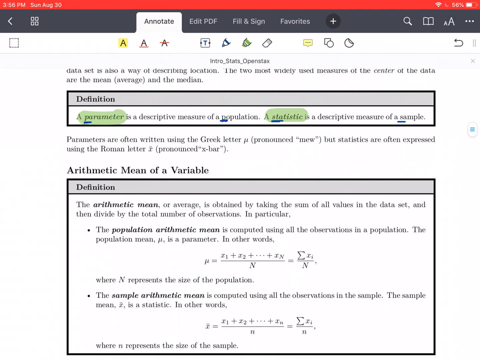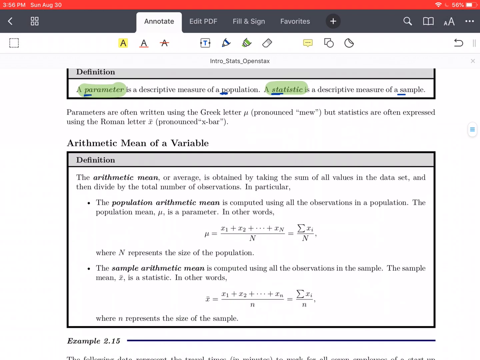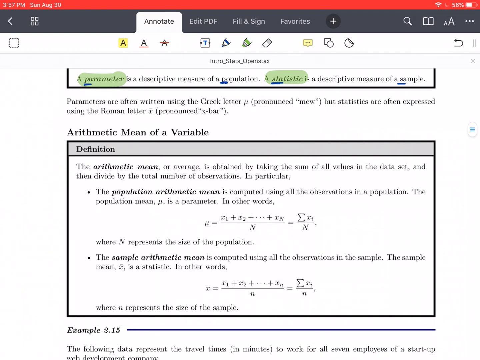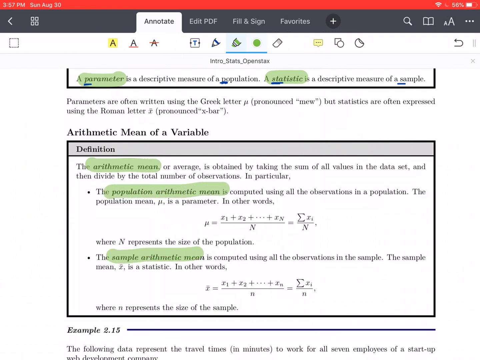So the first thing we're going to talk about is the arithmetic mean of a variable. This is the one that we typically think of when you hear the word average, right? You think of average, you typically think of the mean. So we have the arithmetic mean, either the population mean or the sample mean. Now the good thing is that they are calculated the same way. The population mean is calculated by taking all of the values, adding them up, dividing by the total number of occurrences, and the sample mean is calculated the same way. You take each value, add them up, divide by the size of the sample.